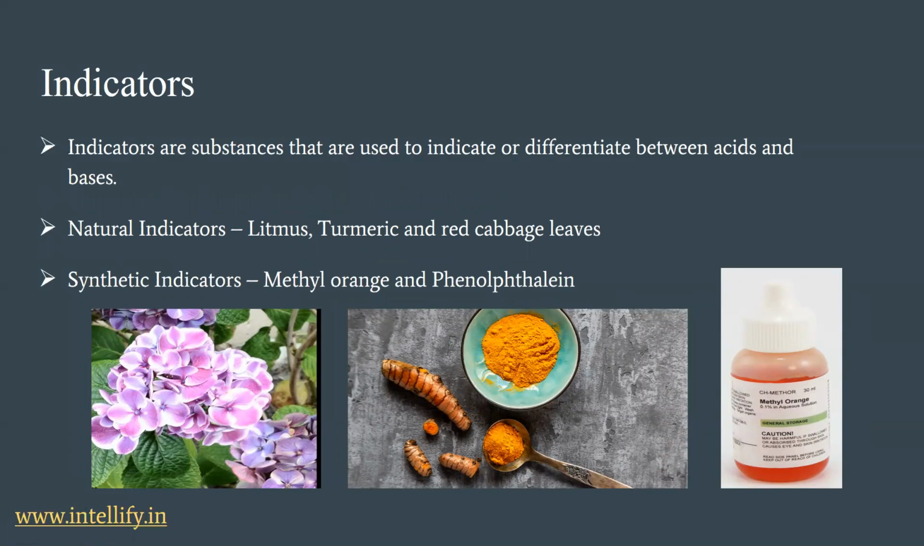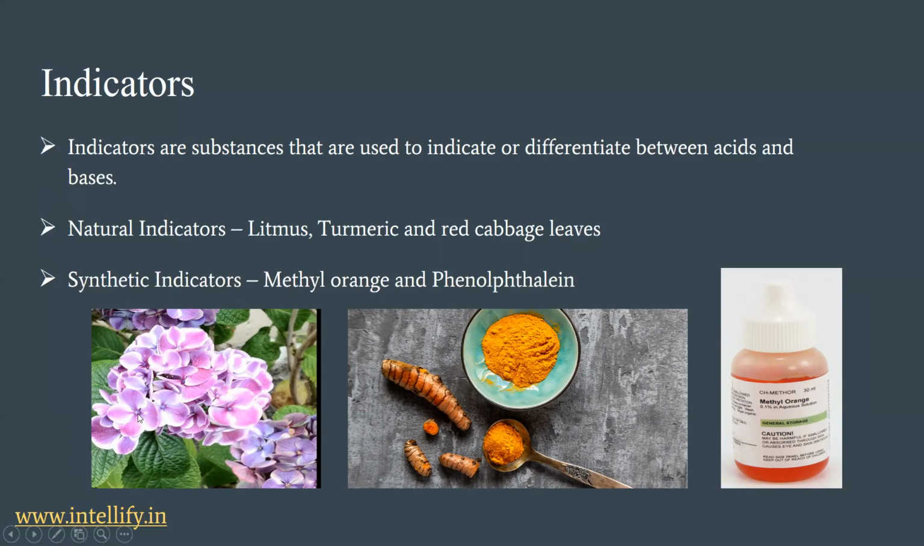When I explained what acids and bases are, I mentioned a term called litmus. We will see what litmus is in this slide. How do you differentiate between a base and an acid if you see a substance? With the help of indicators only. Indicators are substances used to indicate or differentiate between acids and bases. Natural indicators are litmus, turmeric, and red cabbage leaves. There are also synthetic indicators available. They are methyl orange and phenolphthalein.